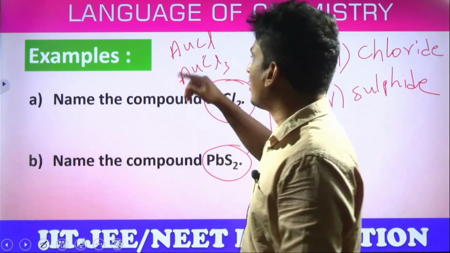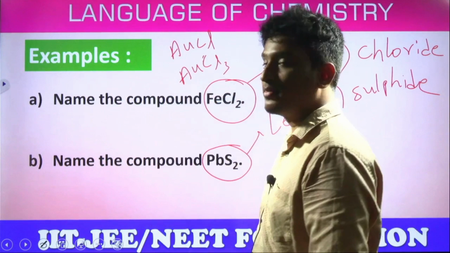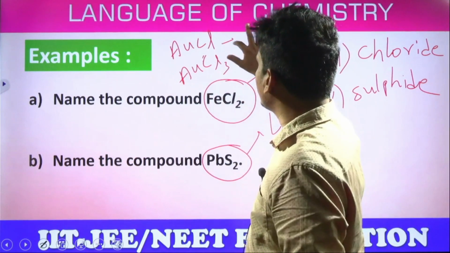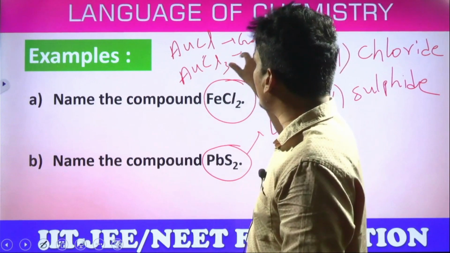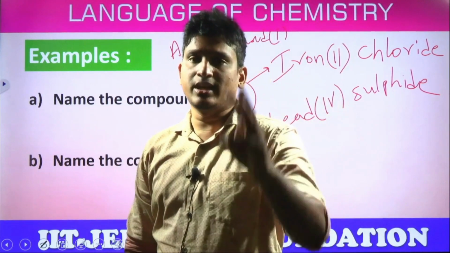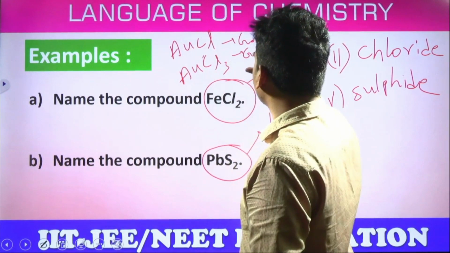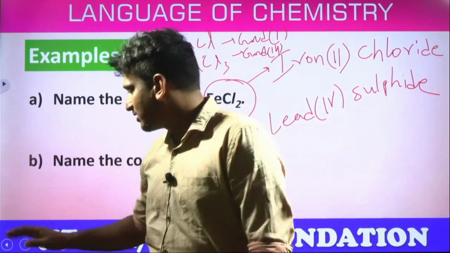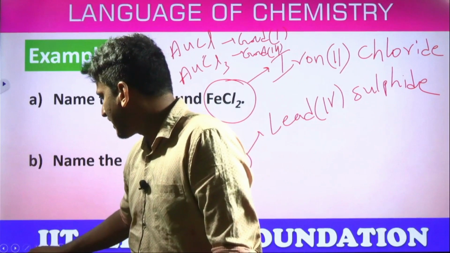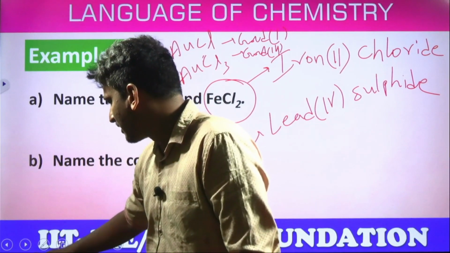So gold, is it combining with how many chlorines? Only one. So what is the name? Gold 1 chloride. Here gold, aurum, is combining with 3 chlorines. So what is the name? Gold 3 chloride. That's it. Got the clarity, students? So this is how to name the second type of binary compound.